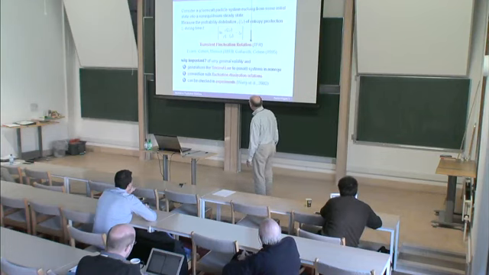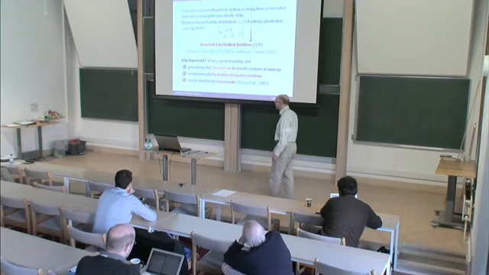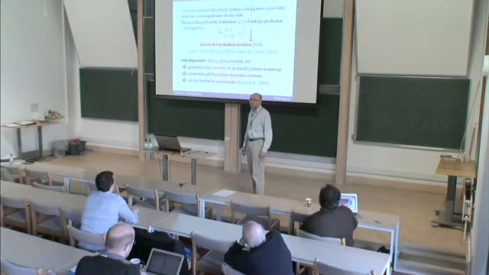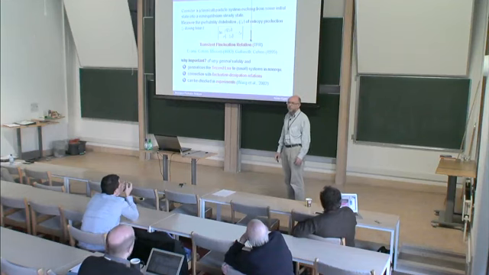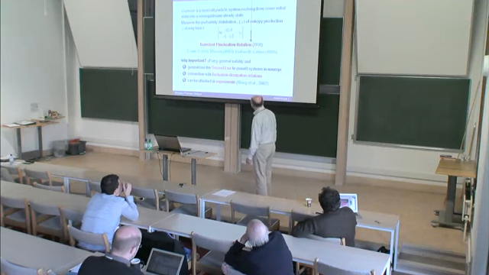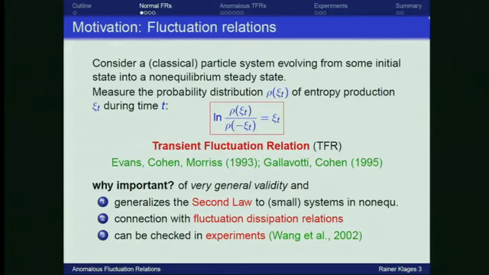And why are they important? Well, they are of very general validity. In fact, their existence has been proven for many, many different systems under very general conditions. And they seem to be one of the rare principles that are valid even very far from equilibrium. They generalize the second law to systems in non-equilibrium, and in particular to small systems. You do not need to be in the thermodynamic limit, and that's why many people got so interested in them. Then there is the connection with fluctuation dissipation relations. We have already heard about that to some extent, and in fact, that's exactly what I will also elaborate upon, but from a different angle. And they can be checked in experiments.